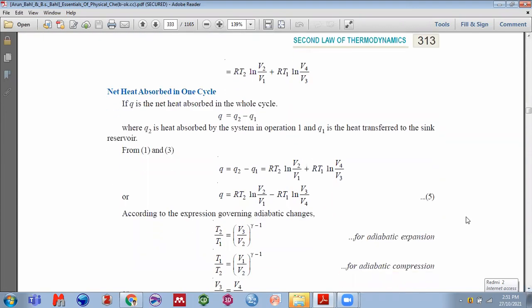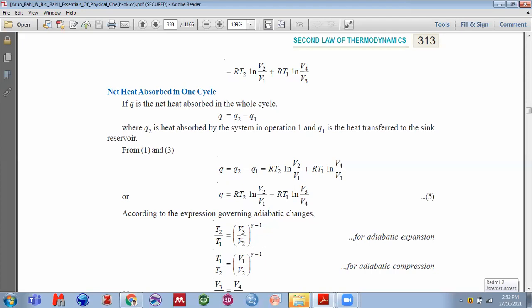We know for adiabatic changes, one relation there in adiabatic changes, TV to the power gamma minus 1 equal to constant. That is, from the BC adiabatic change, T1 V2 to the power gamma minus 1 equal to T2 V3 to the power gamma minus 1. And for the DA adiabatic change, T1 V1 to the power gamma minus 1 equal to T2 V4 to the power gamma minus 1.